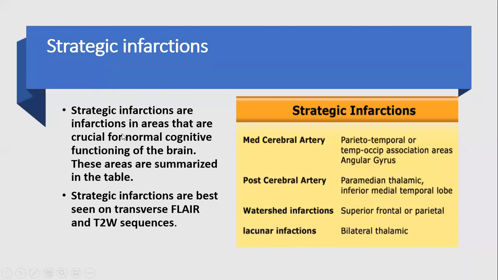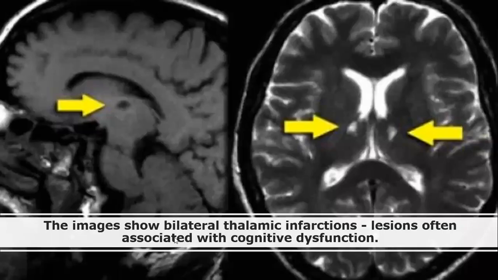Strategic infarction. Strategic infarctions are infarctions in areas that are crucial for normal cognitive function of the brain. These areas are summarized in the table: cerebral artery, parieto-temporal, temporo-occipital association area, angular gyrus, posterior cerebral artery, paramedian thalamic, inferior medial temporal lobe. Watershed infarction, superior frontal or parietal, lacunar infarction, bilateral thalamic. Bilateral strategic infarctions are best seen on transverse FLAIR or T2 weighted sequences. Here the image shows bilateral thalamic infarction, a lesion often associated with cognitive dysfunction.